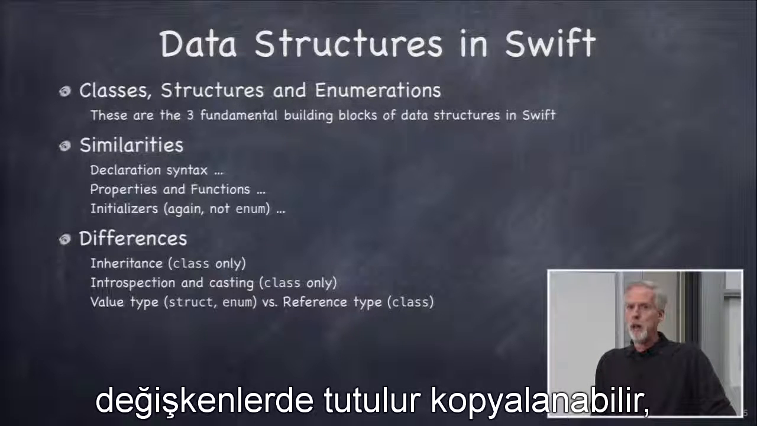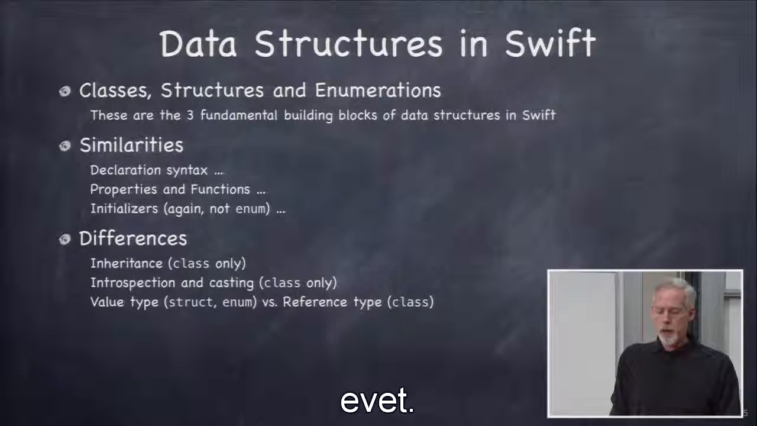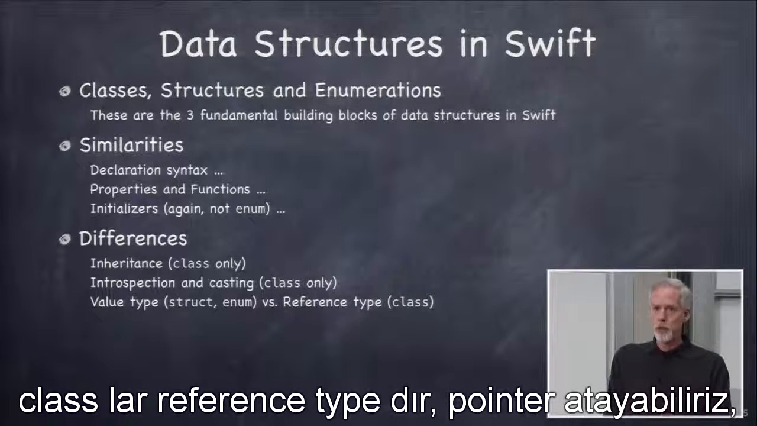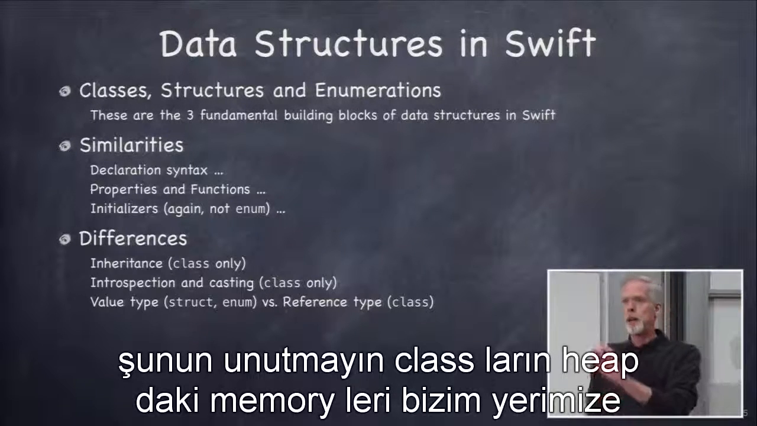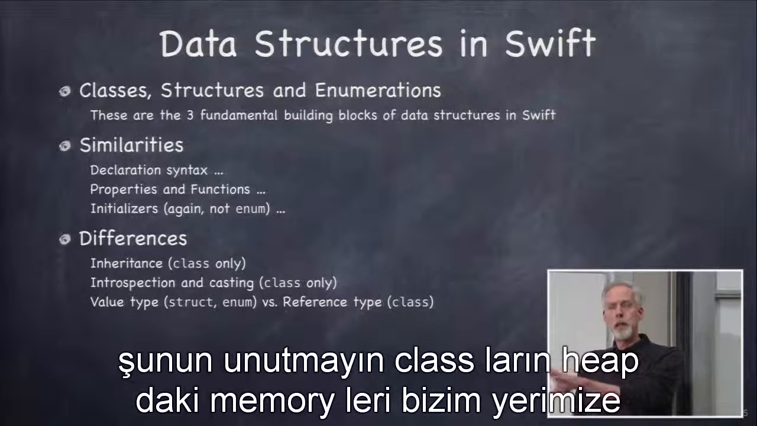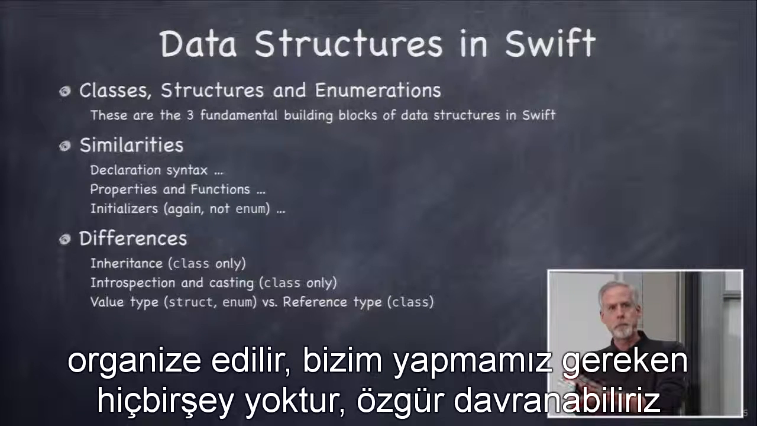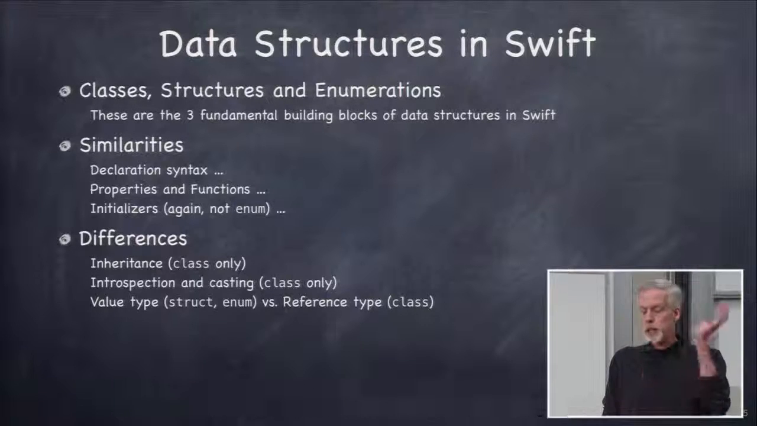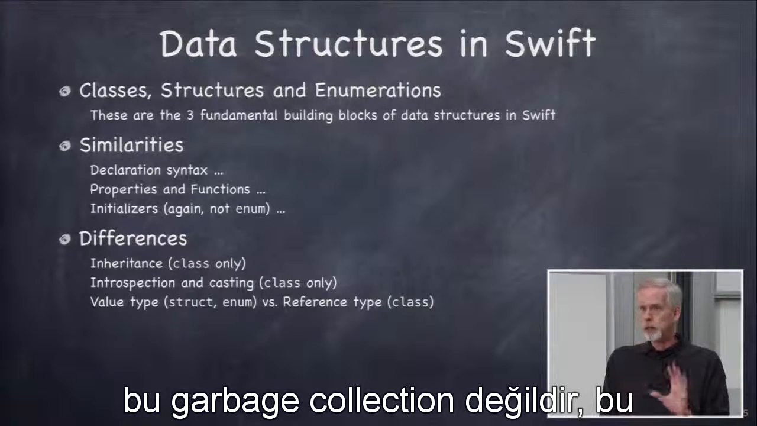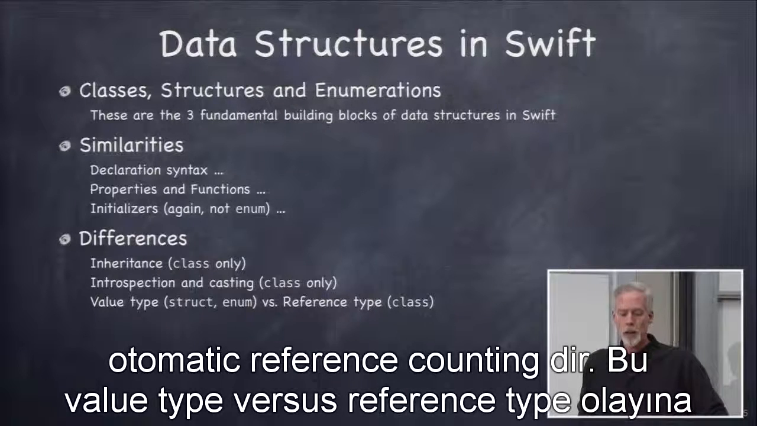Structs and enums are passed around and stored in variables, copied, okay, and classes are reference types. In other words, we pass around pointers to them. They live in the heap. And remember that classes, their memory in the heap is managed for us. Okay, so we don't have to do anything. We create them when we want, and when no one's using it, it gets cleaned up. And it's not garbage collection, okay? Reference counting, automatic reference counting.